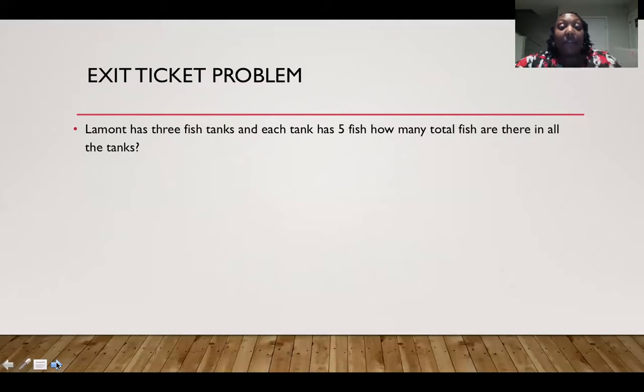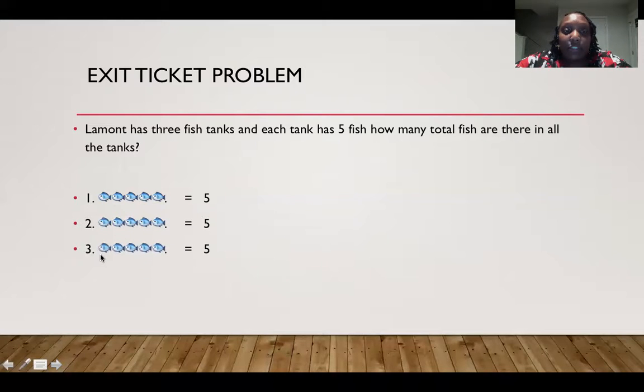All right, so the very first thing we know is that Lamont has 3 fish tanks. So here's 1 fish tank, he has 2 fish tanks, and then of course, again, he has 3. We also know that each tank has 5 fish in total. So here's 1 tank and there's 5 fish illustrated here. Here's a second tank, there's 5 fish illustrated there. And then lastly, the third tank that also has 5 fish.